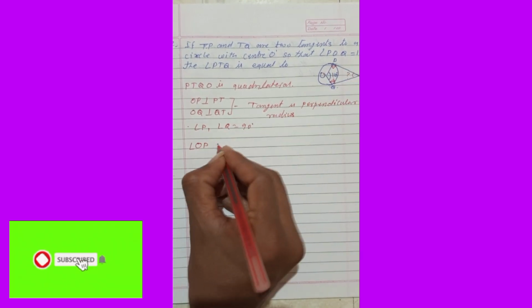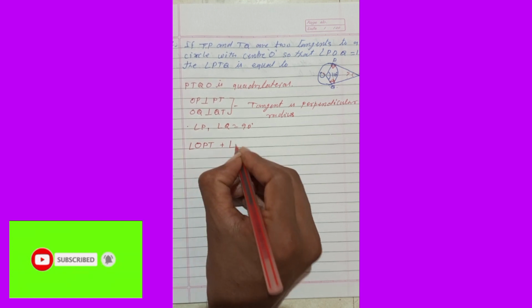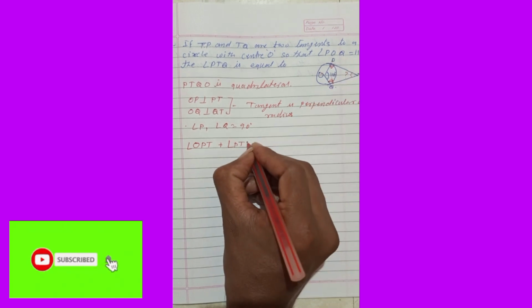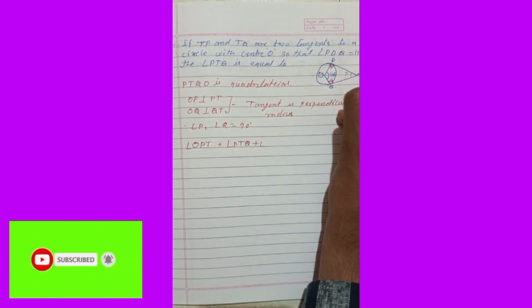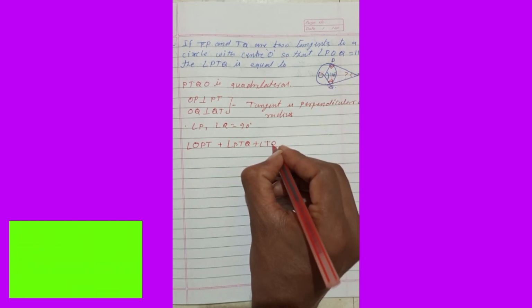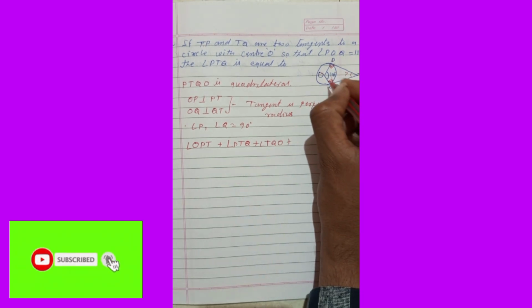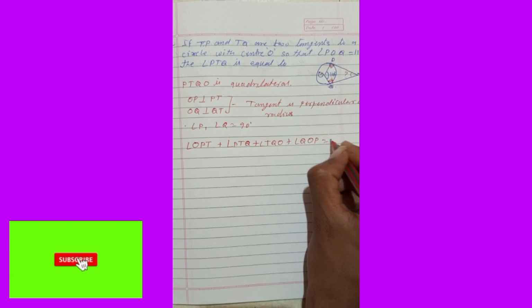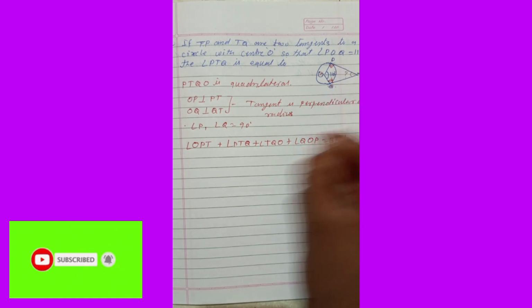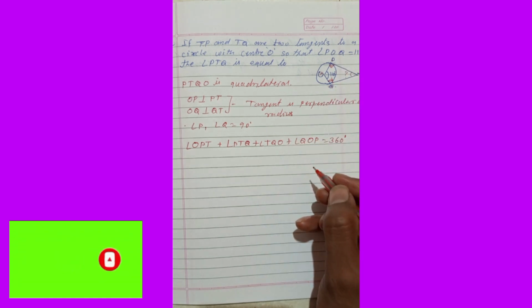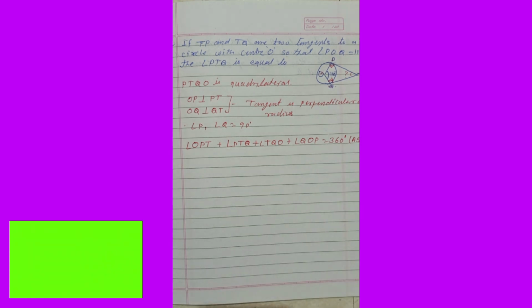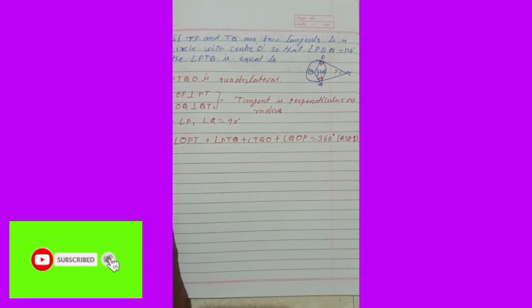Now we can write angle OPT plus angle PTQ plus angle TQO plus angle QOP is equal to how much? 360 degrees. Why? Because in a quadrilateral, with four sides, the interior angles always sum to 360 degrees. So it is written the angle sum property of a quadrilateral.